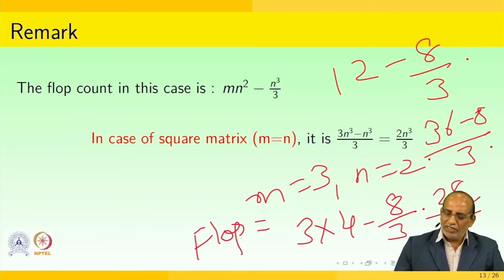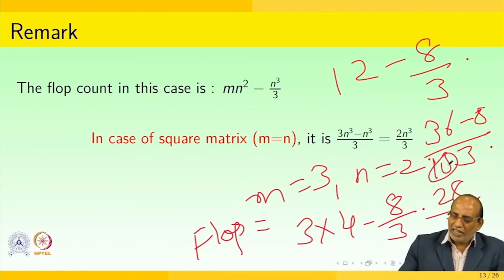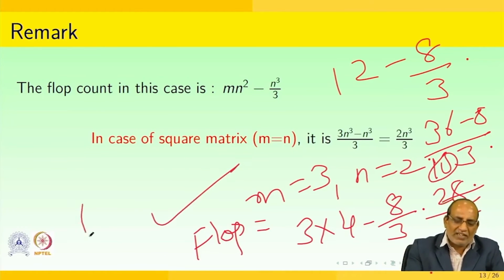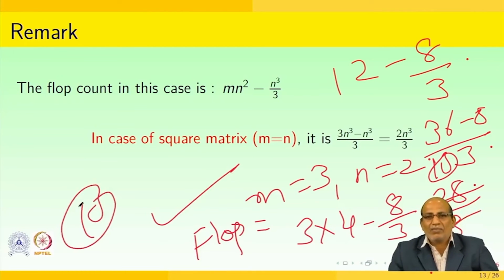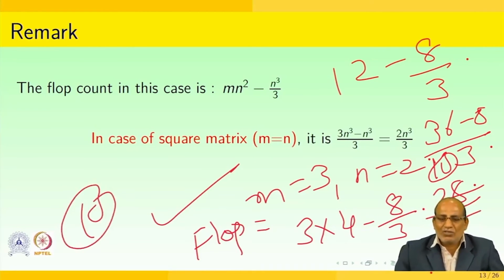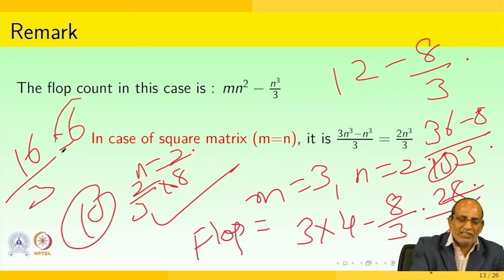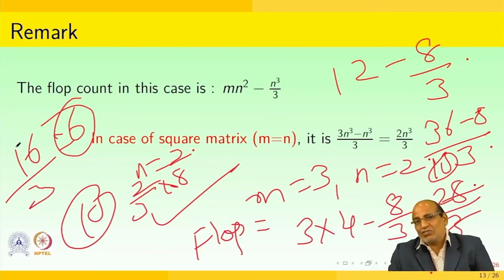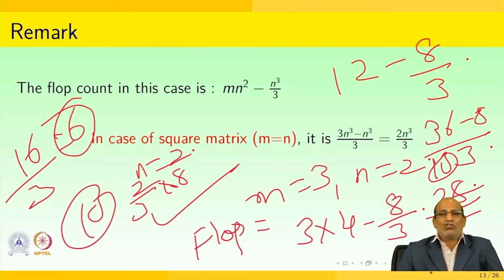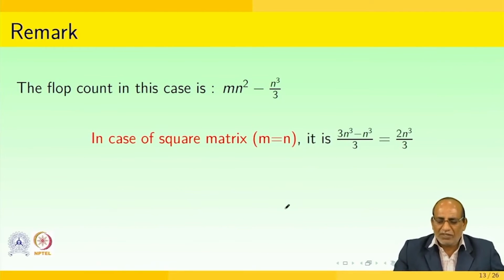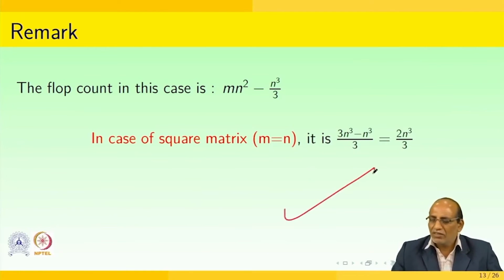So that means around 10. So the flop count required to execute this algorithm is 10. Suppose the matrix turns out to be a square matrix, that means n is equal to m. What would happen in this case? Let's say n is equal to 2. So 2 by 3 times 8, therefore 16 by 3. So it is 6 only. So if the matrix is a square matrix, the flop count turns out to be a very low value compared to the non-square matrix. This is the observation we made from this article.